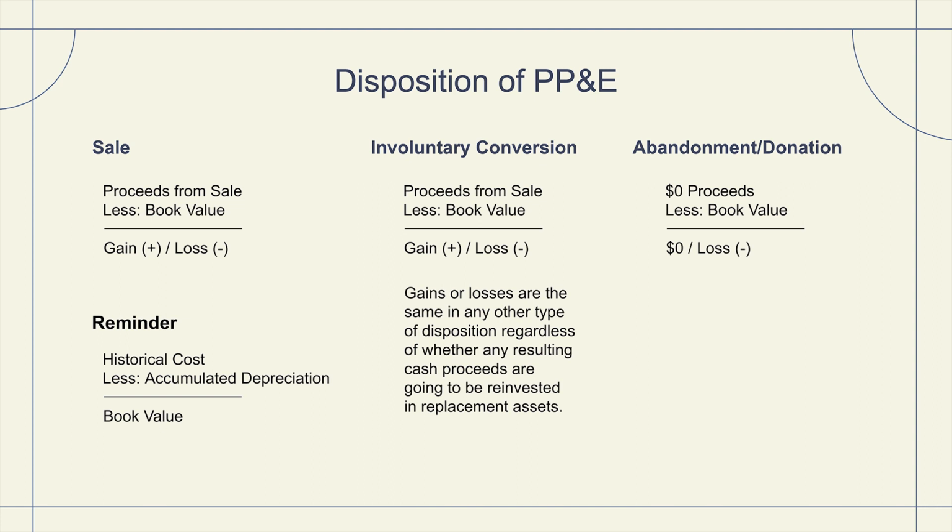We might also encounter the concept of involuntary conversion. In this case, the proceeds will be perhaps non-negotiable. We'll compare that to the book value, which really puts us in no different place than in the sale. The calculation of gain and loss is the same, as well as in any other type of disposition, regardless of whether any resulting cash proceeds are going to be reinvested in the replacement asset. And finally, we consider abandonment or donation. In an abandonment or donation, the proceeds will be deemed zero, which we will compare to the book value, most likely resulting in a loss.